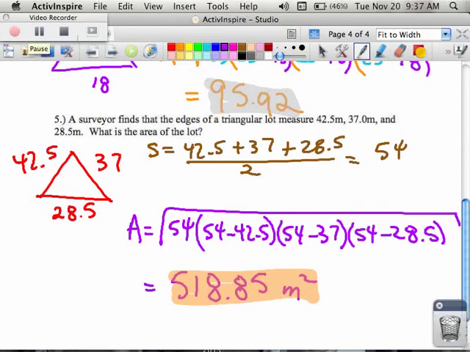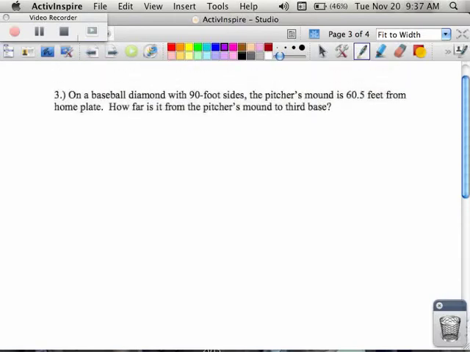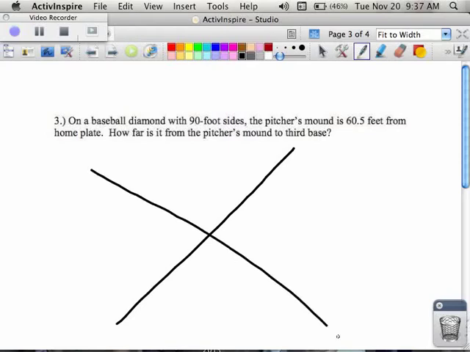So if you flip back, I think 1 page now, to number 3, added bonus for today. We're not doing that one.